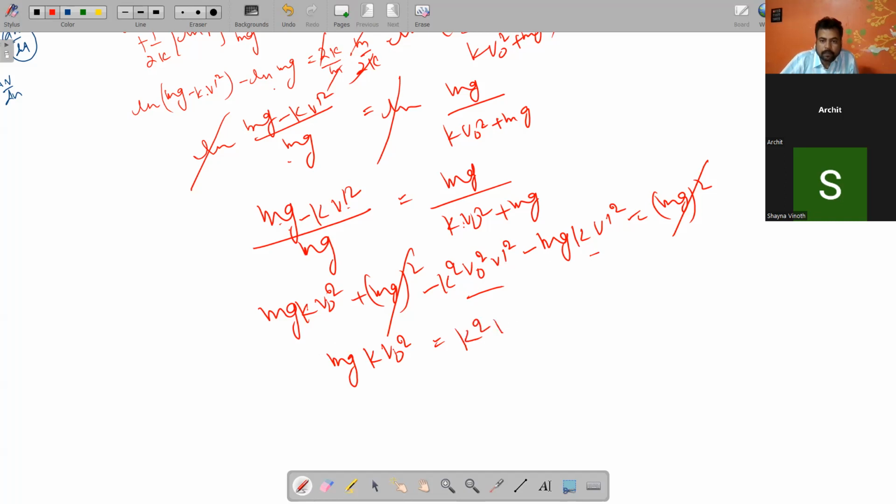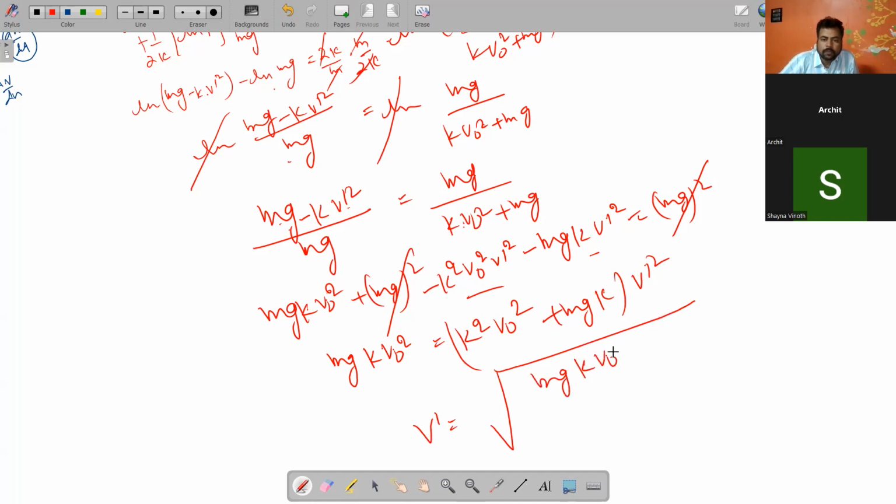That is k square v naught square plus mgk, into v dash square. So v dash is the square root of mgk v naught square upon k square v naught square plus mgk. This is the answer. Should match, I think.